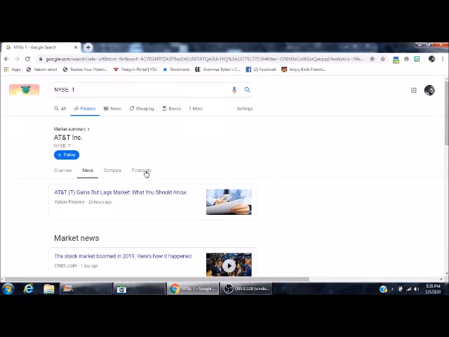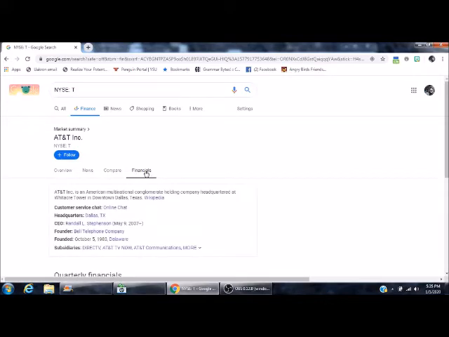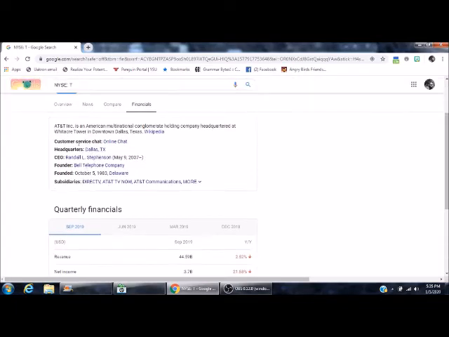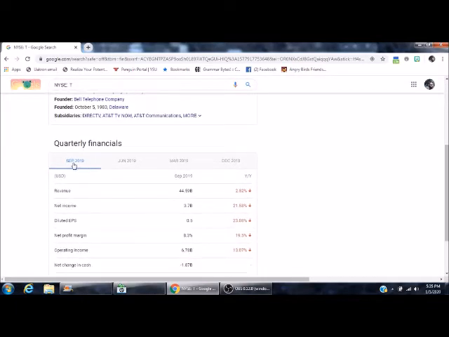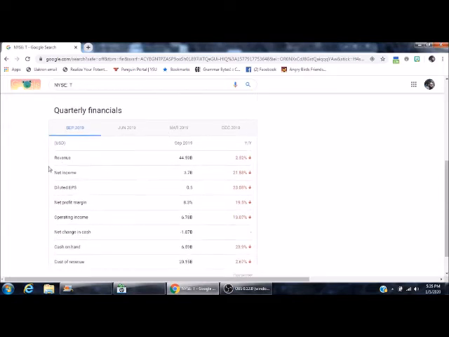Sometimes you'll have the financials here. Usually I prefer to get the financials directly from the company's website. By clicking on financials, there's some basic information about the company. Quarterly financial reports from September, June, March, and December. They list their revenue. As of September 2019, for that quarter, their revenue is $44.59 billion.